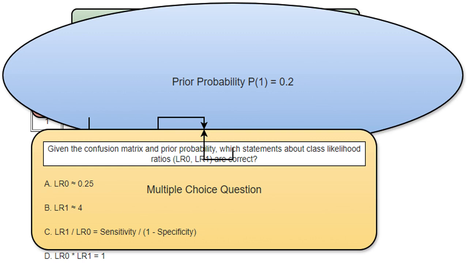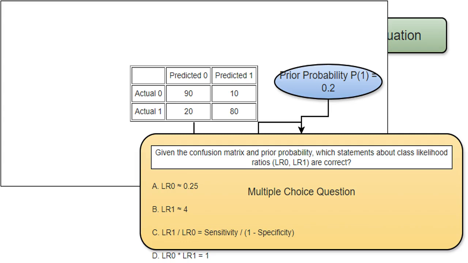This is important background information because likelihood ratios are affected by the prior probabilities. This shows my model's predictions versus the actual results. Let's say 0 represents not spam, and 1 represents spam. The confusion matrix indicates the counts of true positives, true negatives, false positives, and false negatives. I'll need these values to calculate the sensitivity and specificity required for the calculations in the multiple-choice question. For example, there were 90 times the model correctly predicted non-spam.